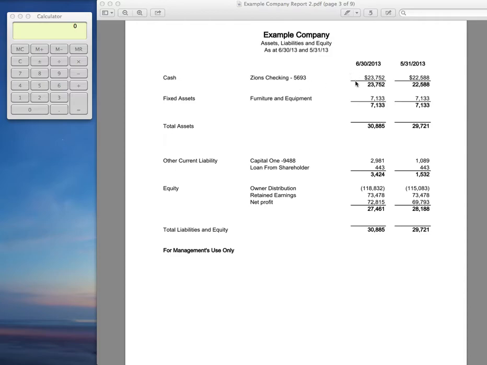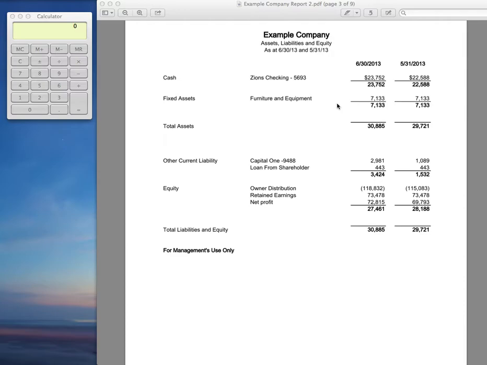And it indicates that as of the end of June, we had 23,752 in cash. Move down to the next category called fixed assets, and the only account here in this simple example is the furniture and equipment account, showing that from the beginning of time in this company, we've spent about $7,100 on furniture and equipment.